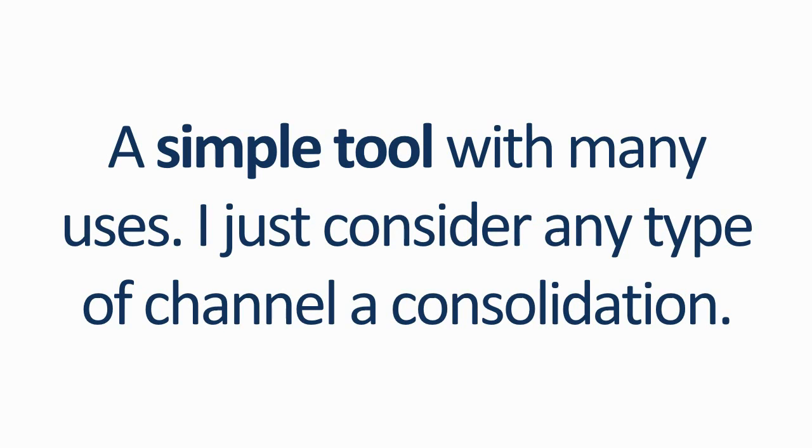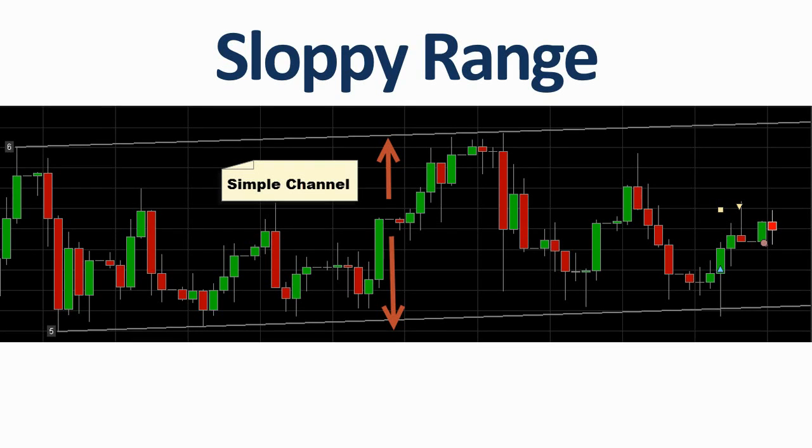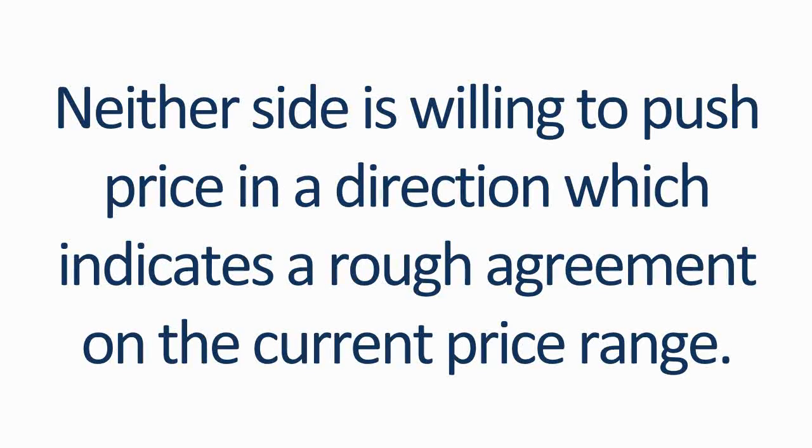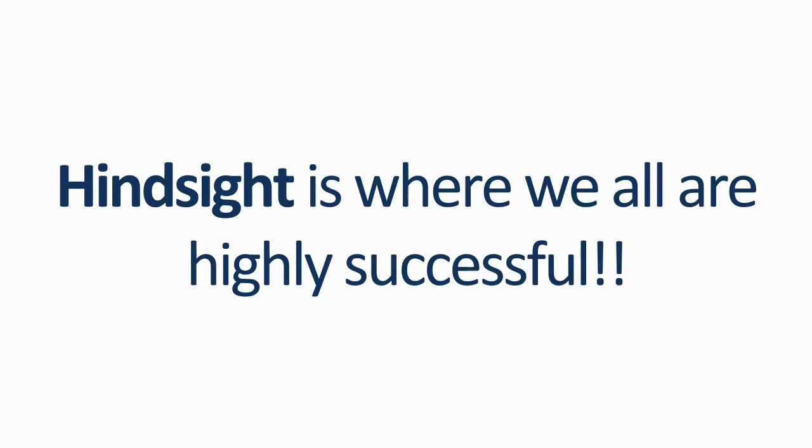And to keep it even more simple, I just consider any type of channel a volatility compression or consolidation. This channel here shows more of a range in the action of the price with a slight upward slope. And I think we can agree that the price action is making some pretty sloppy moves inside the channel. Nothing is really clear cut. It's showing that neither side is willing to push price in a direction, which indicates a rough agreement on the current price range. So in hindsight, sure, you can sell the top as we see in the middle of the chart, but unless you're day trading on lower time frames, this price action is not conducive to a clear trading opportunity, for me anyways.